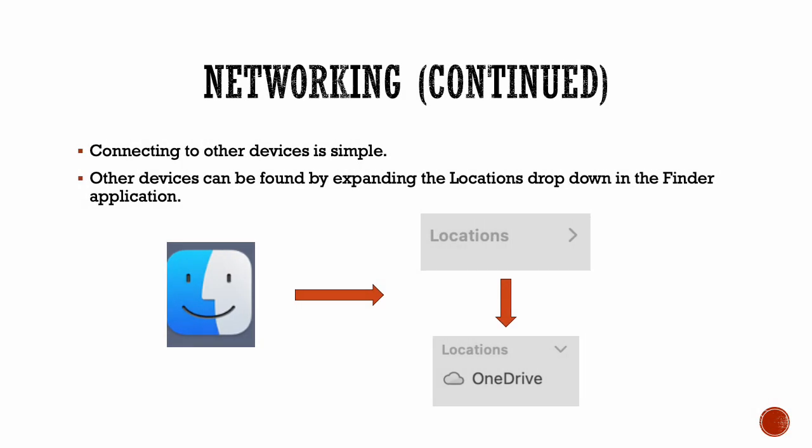Connecting to other devices on the macOS system is very simple. You will simply go to the Finder application, which looks like this guy here with the smiley face. You will go to the locations drop down, and when you click on the arrow, it'll drop down anything that's on the network. In my case, there aren't any other computers or hosts on the network, but it does accept cloud services such as OneDrive and Google.